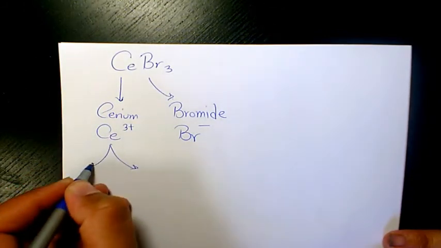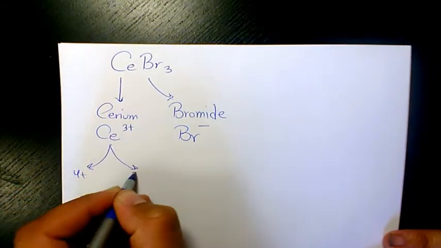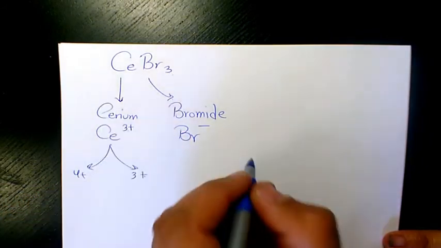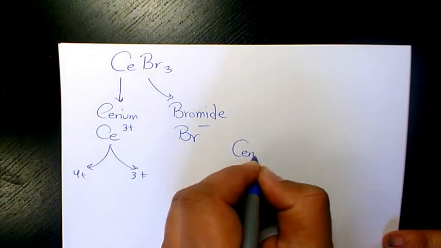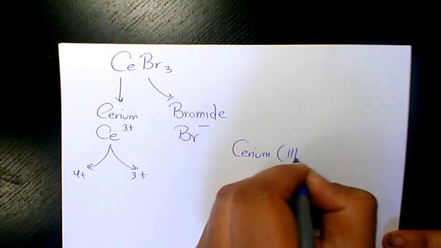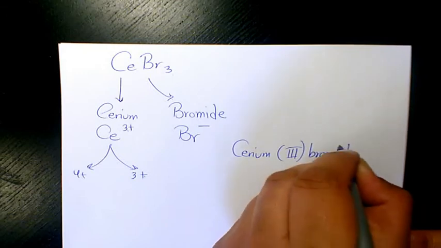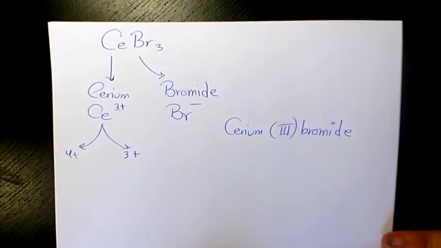Ce sometimes gets 4 plus and sometimes 3 plus, but in this case it's 3 because you see 3 in here. So it is called cerium(III) bromide. That's the name of this chemical.